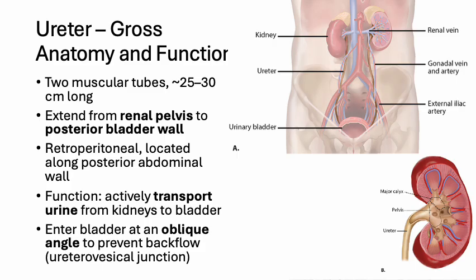The ureters are slender muscular tubes that serve as conduits for urine from each kidney to the urinary bladder. Positioned retroperitoneally, they run along the posterior abdominal wall and enter the bladder at an angle that helps prevent urine from flowing backwards. This anatomical orientation, along with the valves at the urethrovesical junction, is key for maintaining one-way flow and protecting the kidneys from ascending infections or reflux.